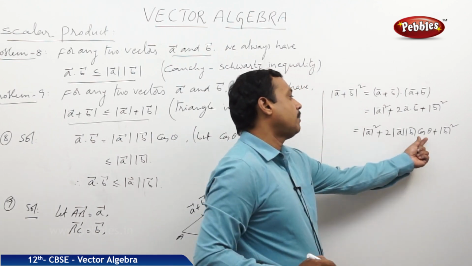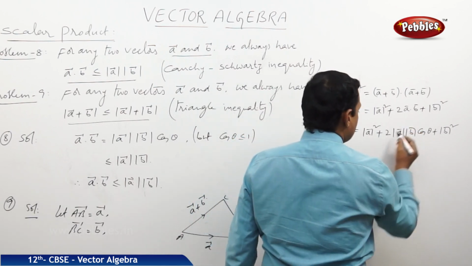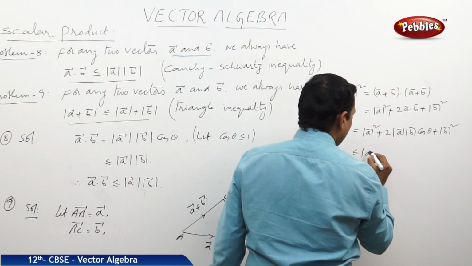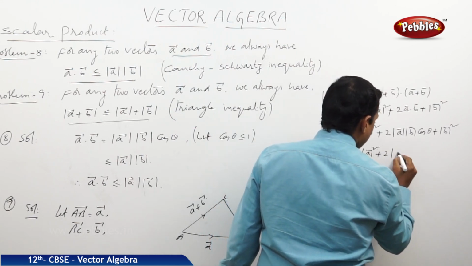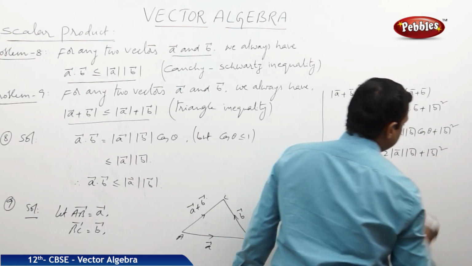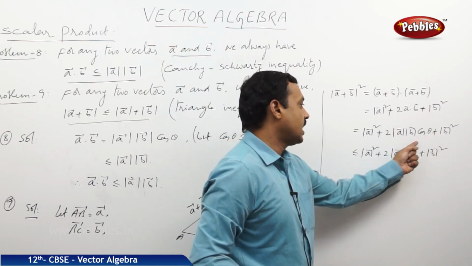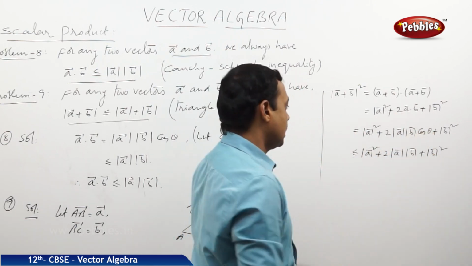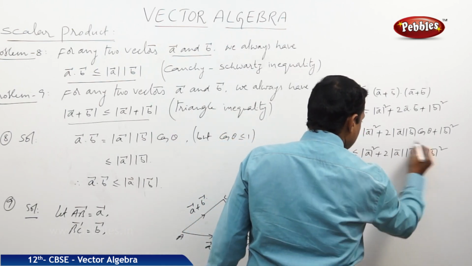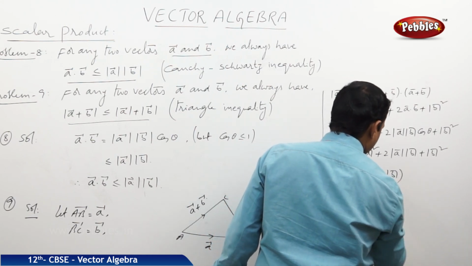But here the maximum value of cos is 1. Hence, this total summation should be less than or equal to mod a square plus 2 into mod a mod b plus mod b square. This is the expansion of mod a plus mod b whole square.